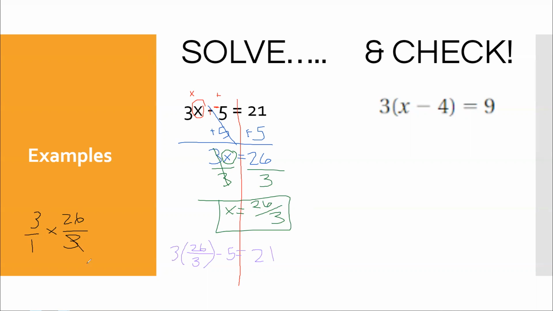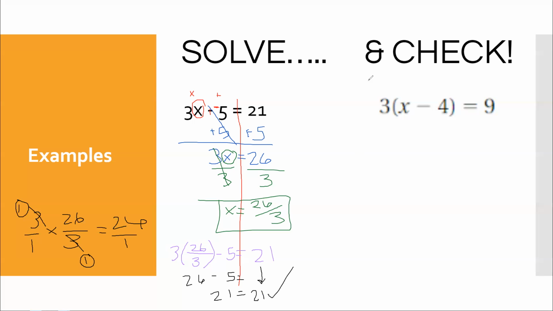3 divided by 3 gives me a 1. 3 divided by 3 gives me a 1. When we're multiplying fractions, we multiply straight across, so 1 times 26 is 26. 1 times 1 is 1. So that just simplifies to 26. And then minus 5 is going to give you 21. And since 21 equals 21, that checks out. So we know that our answer is correct.